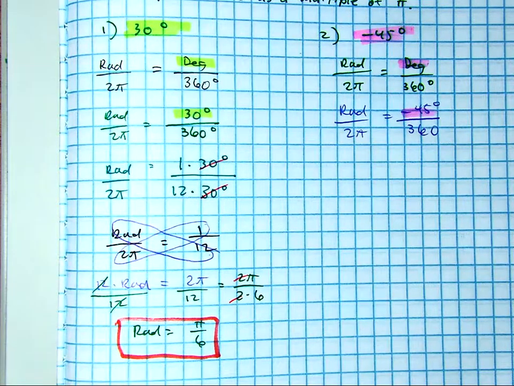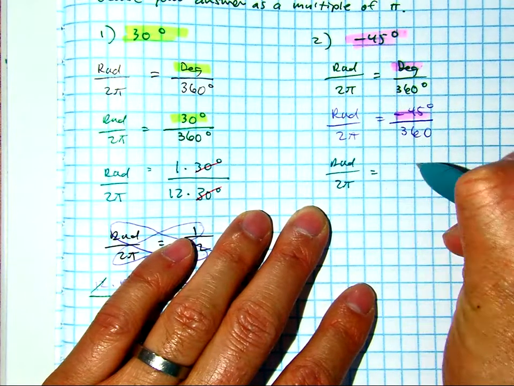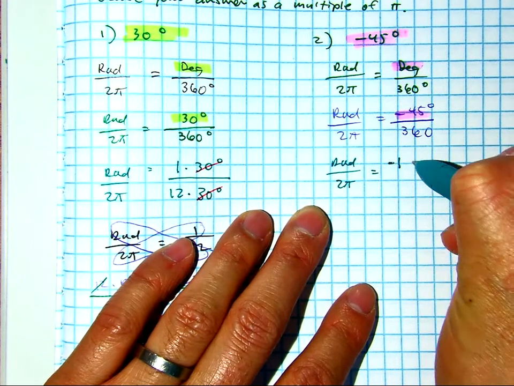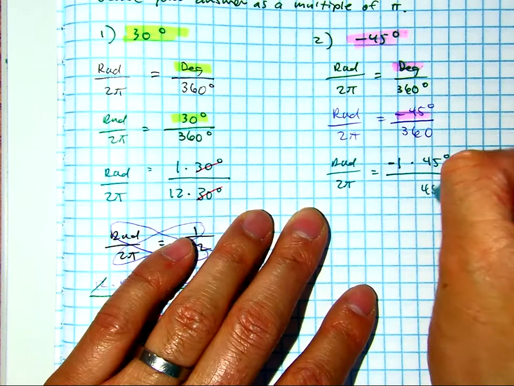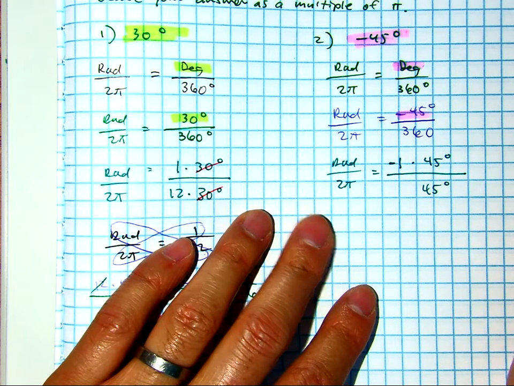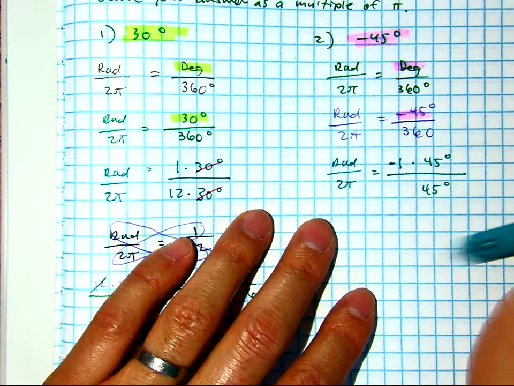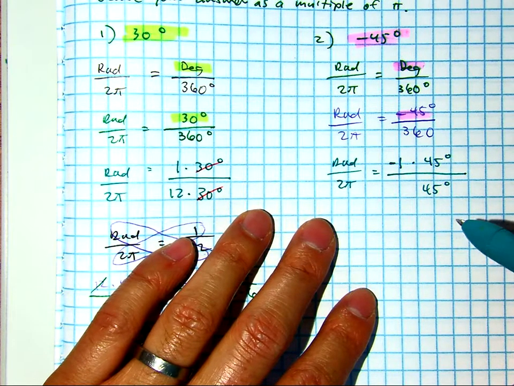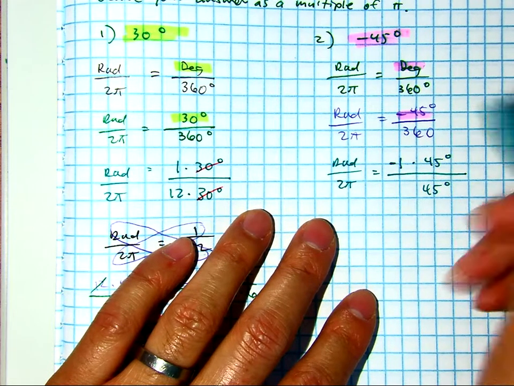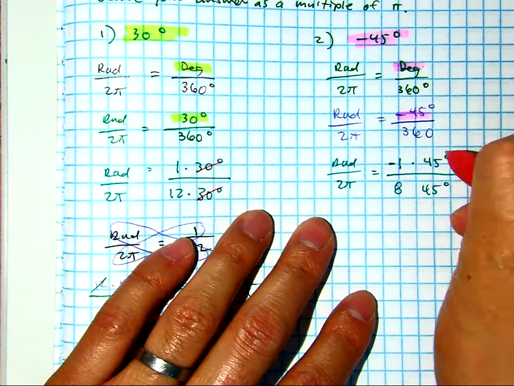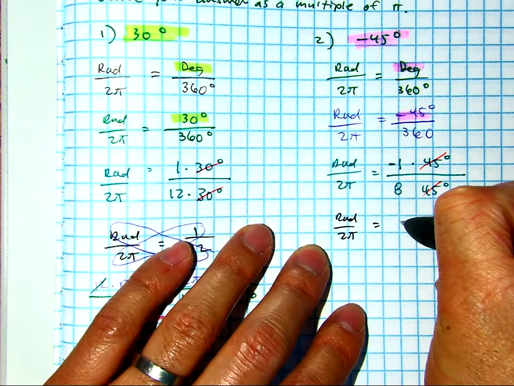Okay, here's your hint. So rad over 2 pi equals negative 1 times 45 degrees. Using your calculator, how many times does 45 go into 360? Anybody? 8. So radians over 2 pi equals negative 1/8.